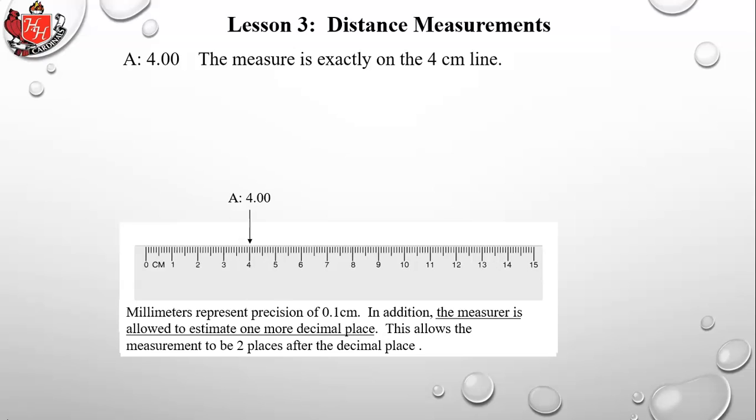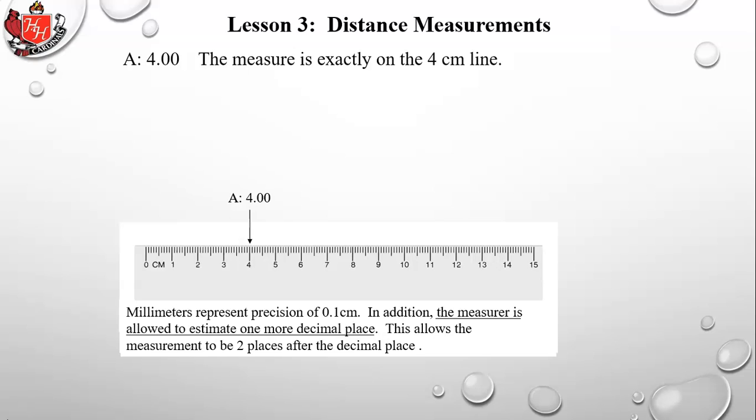4 there is the number of centimeters. We can actually read, based on the millimeter lines, one more level of precision. That would be 4.1, 4.2, 4.3, and so forth. That would be one place after the decimal. In addition, let's say you thought the number was somewhere in between 4.1 and 4.2. You can estimate how far in between.